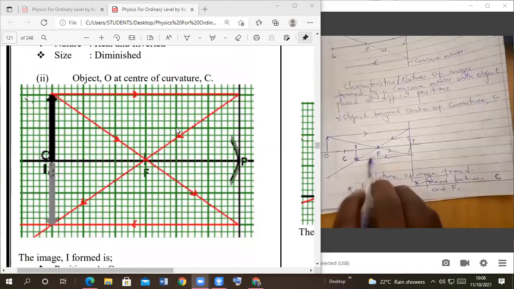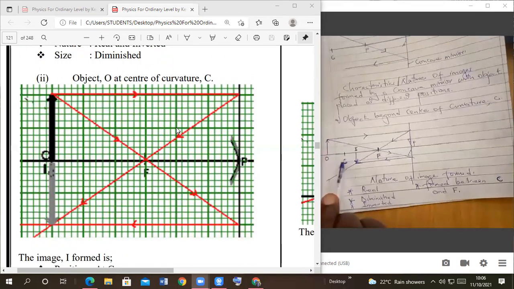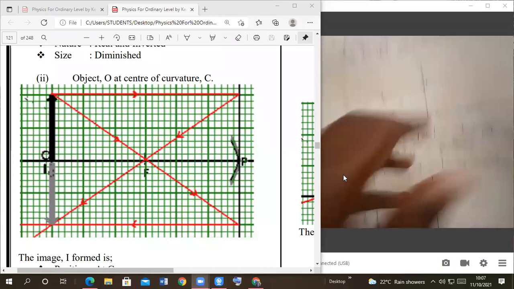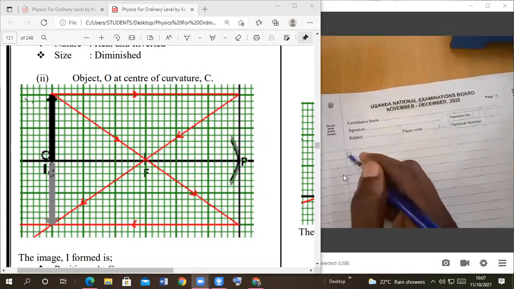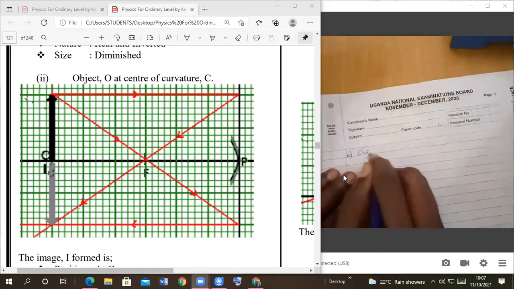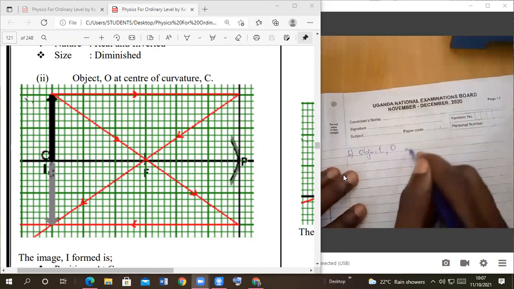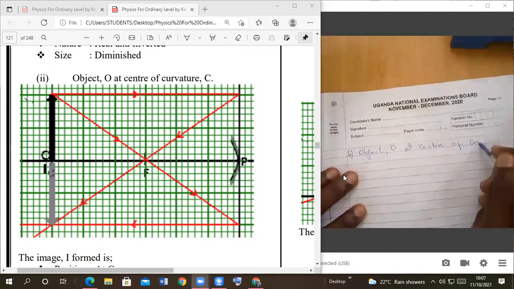Let's look at the second one. We just keep on changing the position of the object. Now the first time, the object was beyond C. Let's look at when the object is at C. This time the object is going to be at the center of curvature. B, object O at center of curvature C.